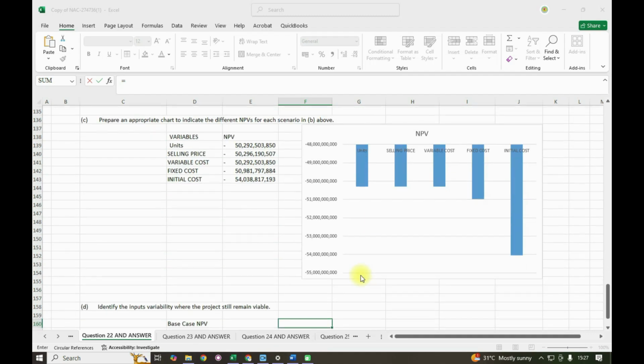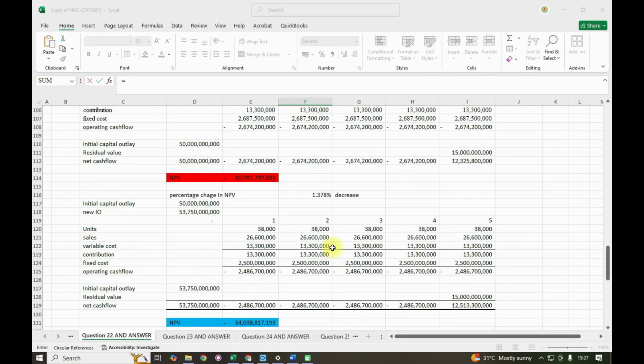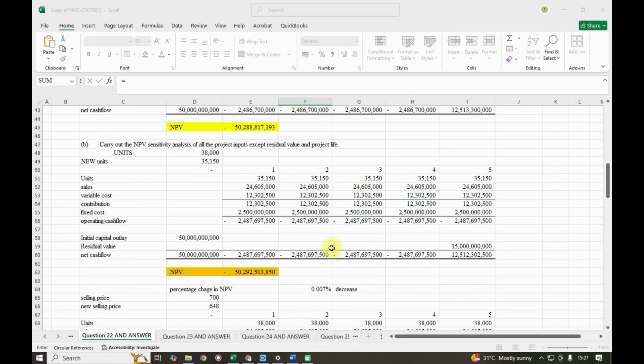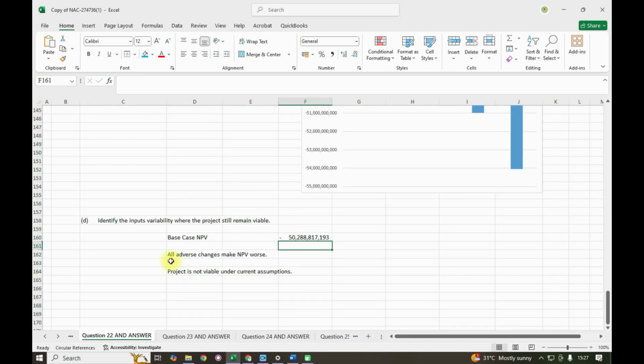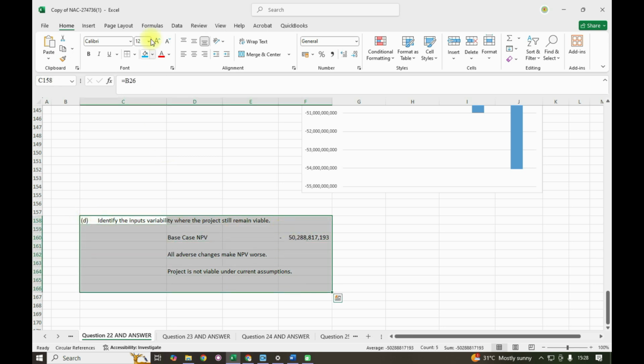So under the base case, it was a negative. We had this negative, and all adverse changes make NPV worse. So the project is not viable under current assumptions. Under any current assumption, we can say that the project is not viable, because all of them are negative.